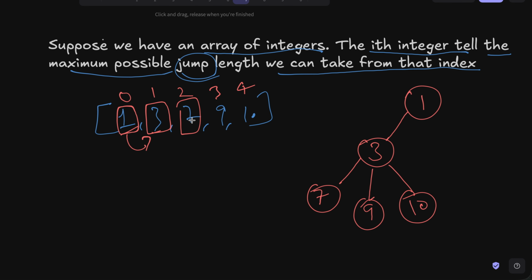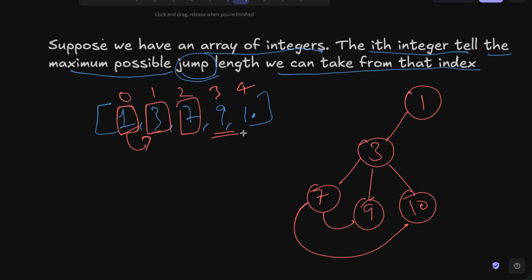Then we will have this 7. So where can we go from 7? 7 allows us to have a maximum length of 7 indices. It means I can go from 7 to 9 and I can go from 7 to 10. It means I will have 2 edges from 7. First of all, I will have an edge from 7 to 9, which is this one. And then I will have another edge from 7 to 10, which is this one. I hope you are able to see the graph taking shape.